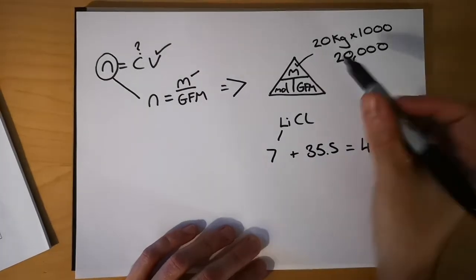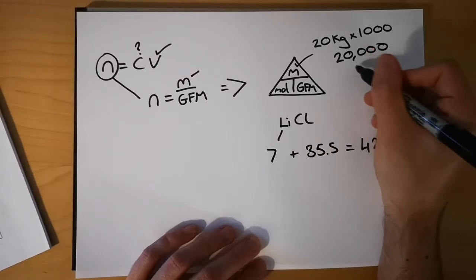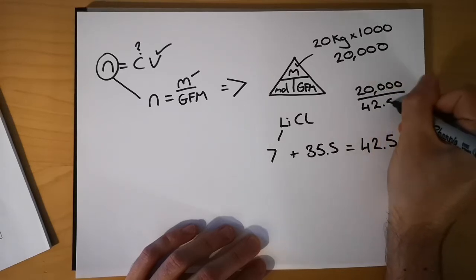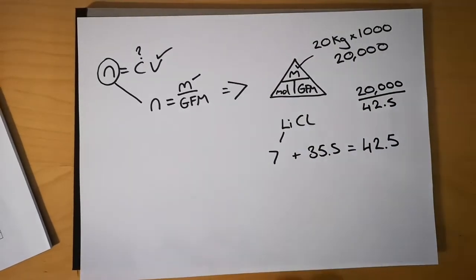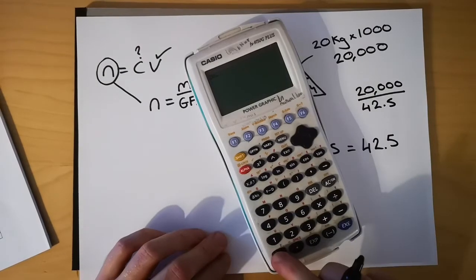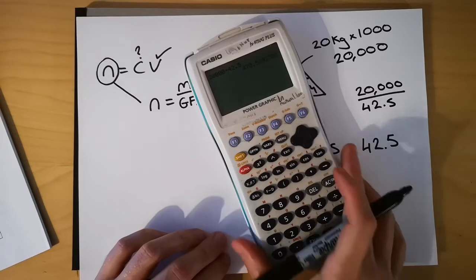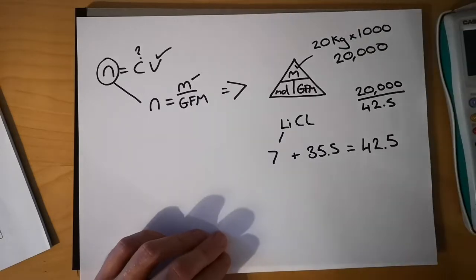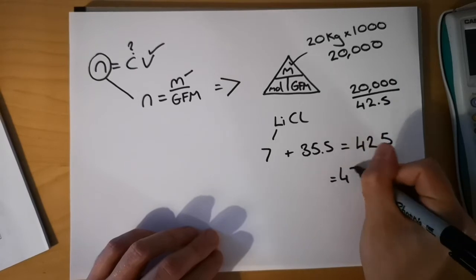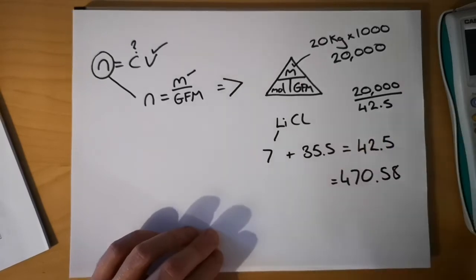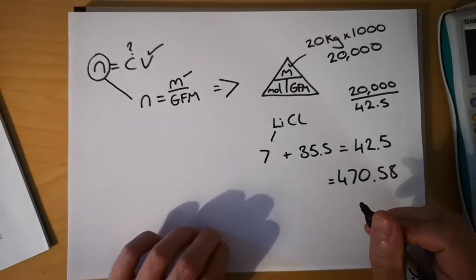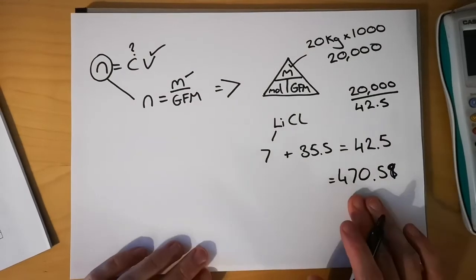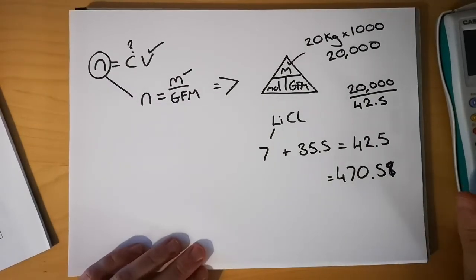Now, to find out the number of moles, we're going to need to take that 20,000 and divide it by 42.5. I do that quickly. That gives me 470.58 moles, or rather 470.59, I was rounding. What I'm not going to do is actually change it yet. I'm going to leave it in my calculator and use that number that's in my calculator.